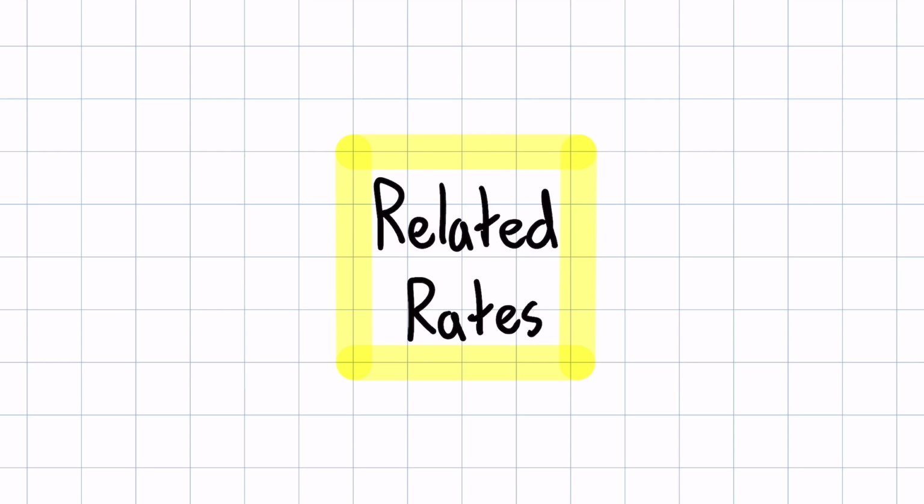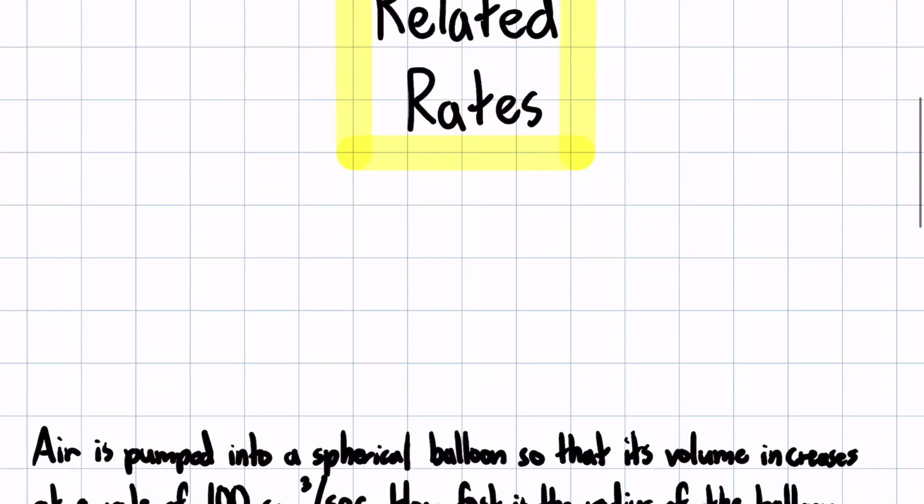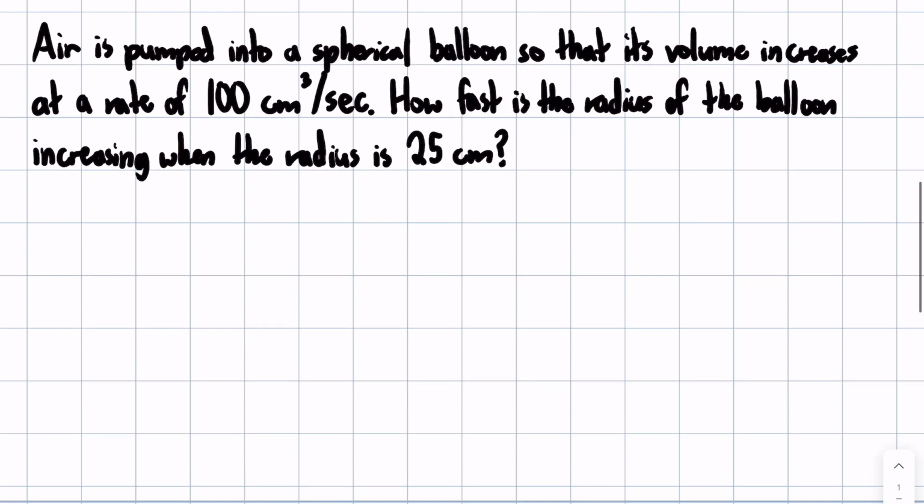We'll be talking about related rates. So I'm just going to be doing an example so that we can talk about the steps that go into these sorts of problems. So here's what we're given. Air is pumped into a spherical balloon so that its volume increases at a rate of 100 centimeters cubed per second. How fast is the radius of the balloon increasing when the radius is 25 centimeters?